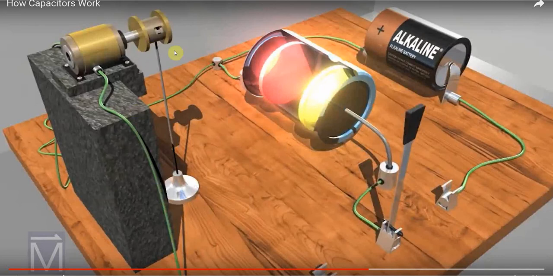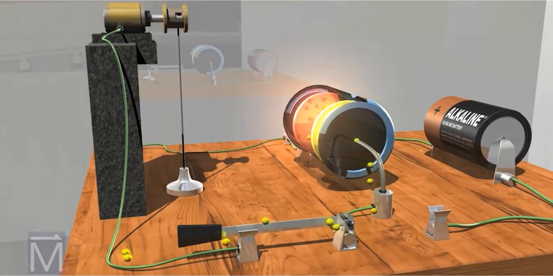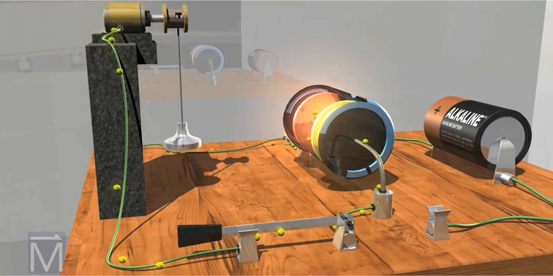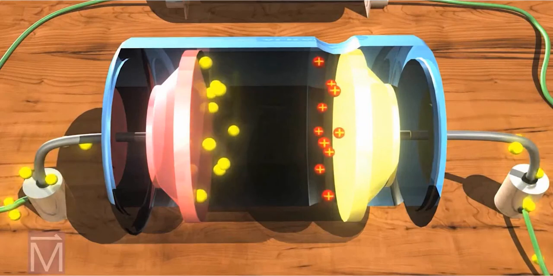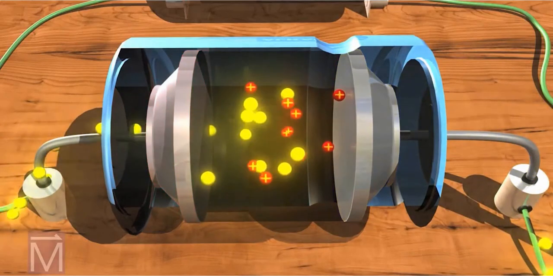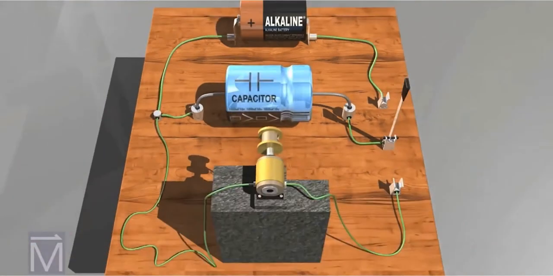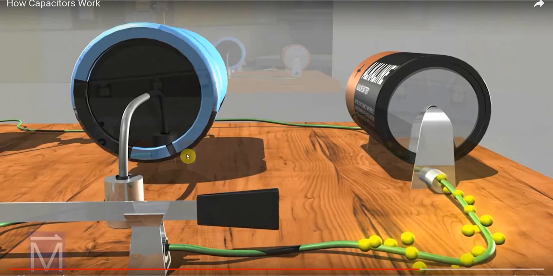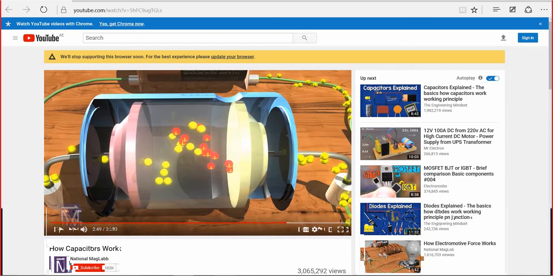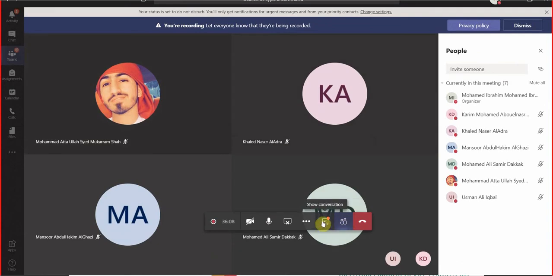So it means that we are using the capacitor itself to operate the motor, not the battery itself. This is the simplest model. Take the energy of the battery, store this energy inside the capacitor, then we are going to use the capacitor like the battery to operate the motor. Okay? Make sense? So this is the concept of the electrical capacitors, how they are working.